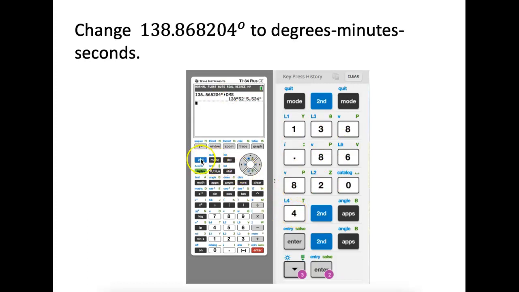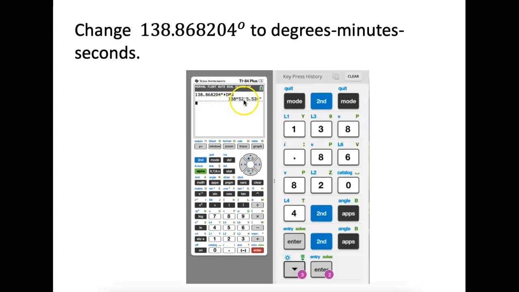And then I'd go second angle. Now, notice angle is above the apps key. So that's the reason I press second apps, and that gives me angles. And you have quite a few little choices that come up with that. We're going to choose DMS. That means convert to DMS. So we make that choice, hit enter, and it gives us our answer.